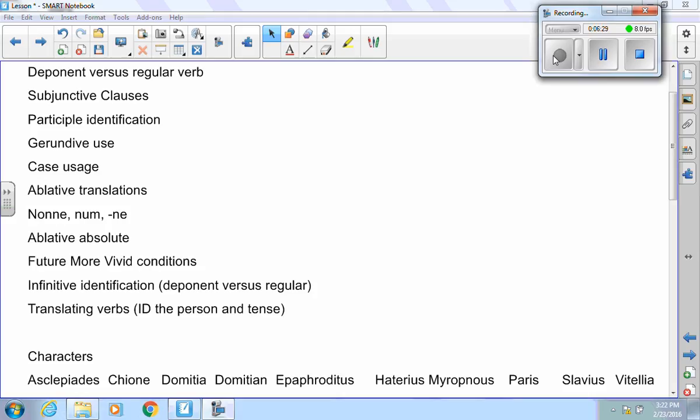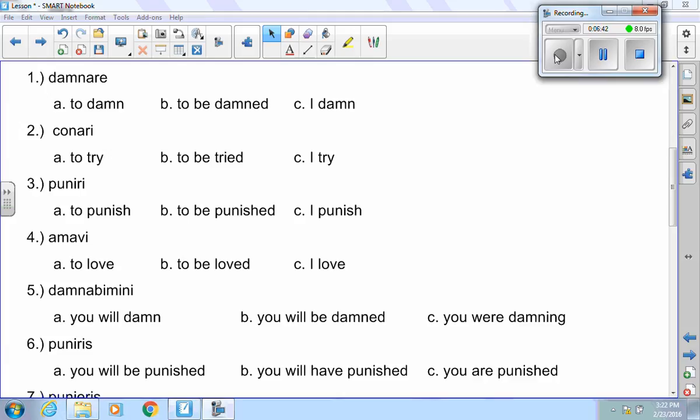Next is participle identification. We've already kind of talked about this. This is knowing the difference between a participle that is active, a participle that is passive, and a participle that is deponent. In these first three right here, 1, 2, and 3, I've given you an example of both. I've given you a perfect active infinitive with damnare, so I translate it as to damn. I've given you a deponent in canare. I'm still going to translate it as active and present, so to try. And then I've given you the passive puniri, which is to be punished.